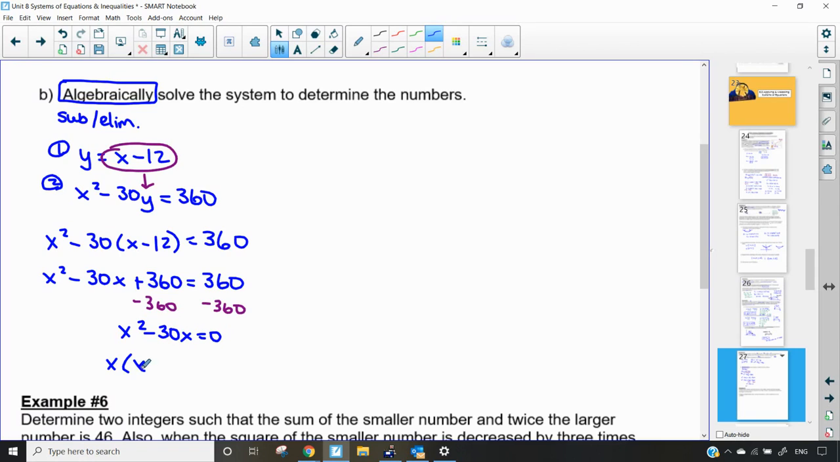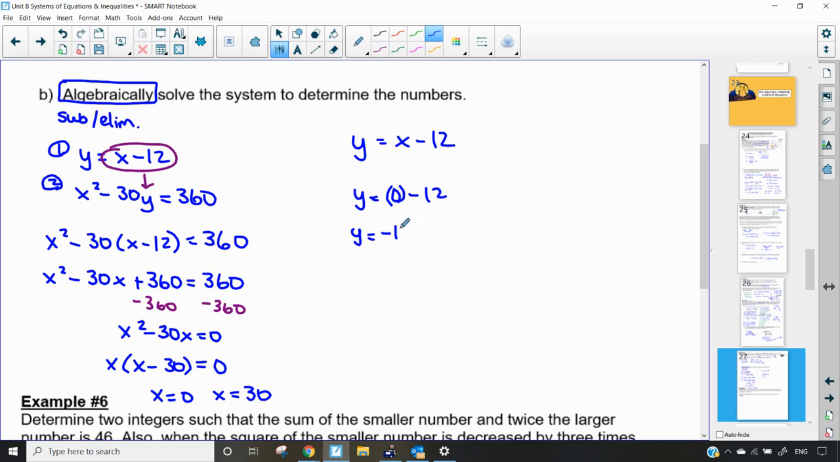Factoring, I have x times x minus 30 equals 0. So that means I have two values of x. I have x equals 0 and I have x equals 30. So I'm going to have to substitute both of them back in. I've already subbed into the second equation, so now I'm going to sub into my first equation. So the first one I'm going to have is y equals 0 minus 12, which is going to give me negative 12. And for the second one, I'm going to have y equals 30 minus 12, which is 18. So my pairs of numbers are either going to be 0 and -12, or I could say and, because they both work, 30, 18.